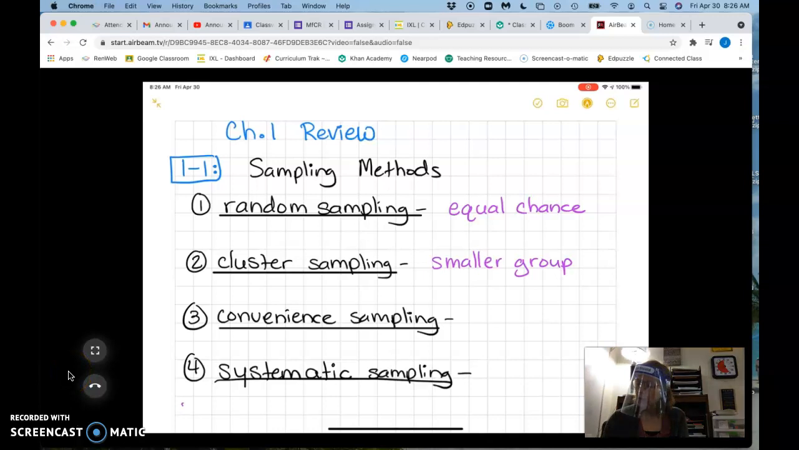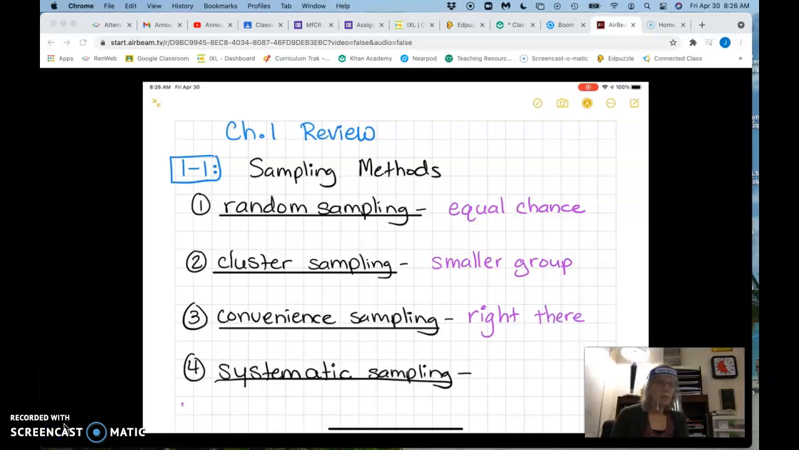Convenience sampling, they're interviewing people because they're right there in front of them. They're convenient, okay? So it's whoever's near you at the time, that's who you're going to ask. And then systematic sampling is done with a pattern. For example, they're going to ask every 8th person that walks through the gate, or they're going to put a question in every 10th bag of chips. Okay, so there's a pattern to it.